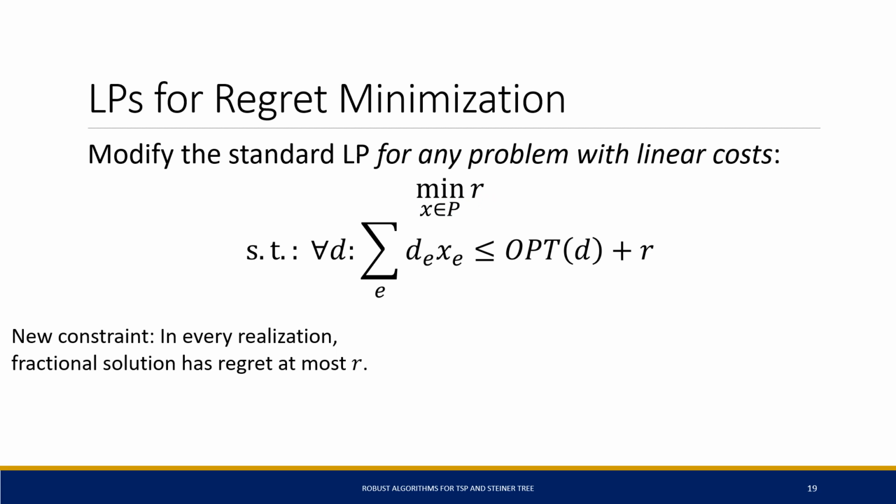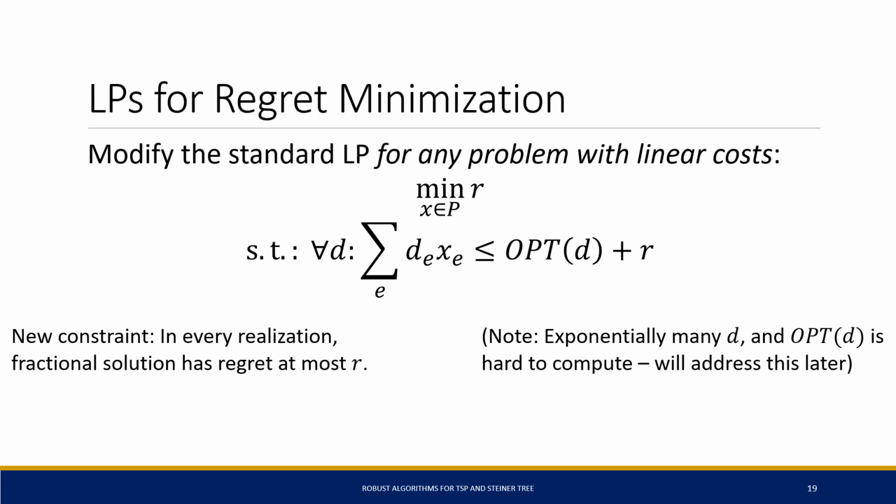And the way that I enforce that R is actually the regret of X is I have this set of constraints, which says that in any realization, the cost of the fractional solution X, which is just the sum over all the edges of the cost of the edge times the fraction of the edge that X is using, should be at most OPT plus R, which is to say the regret of the fractional solution should be at most R. One thing to note here is that the only thing that I'm using in writing this LP is that the cost of the problem can be written as some linear function of X. So I can actually apply this to a large variety of problems, not just TSP or Steiner tree. Now, one thing you might note is that there are exponentially many constraints here. So of course, we'll need to design a separation oracle.